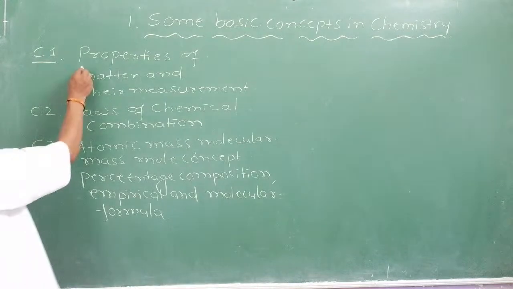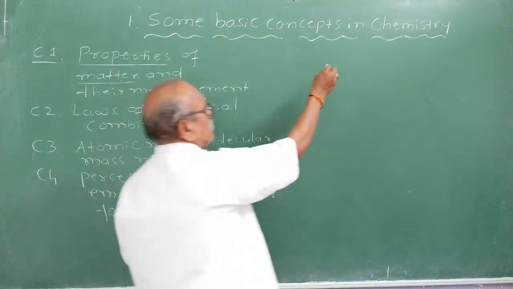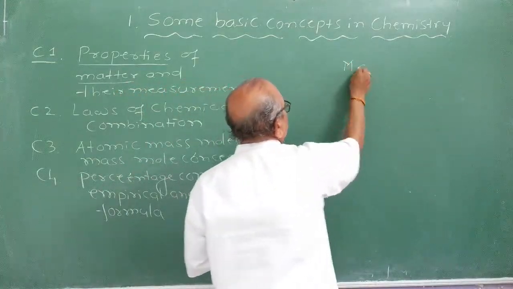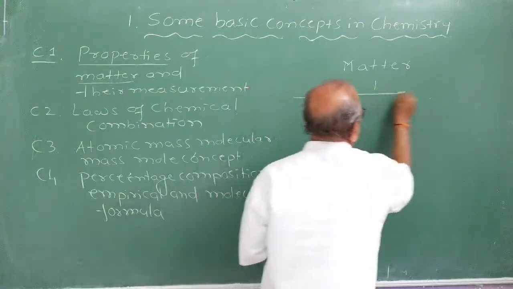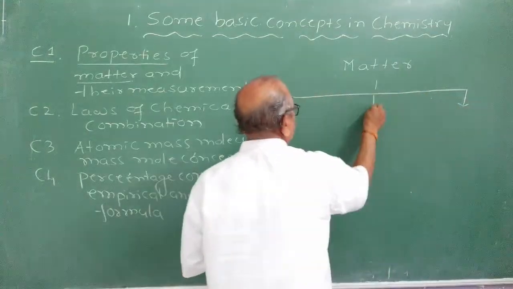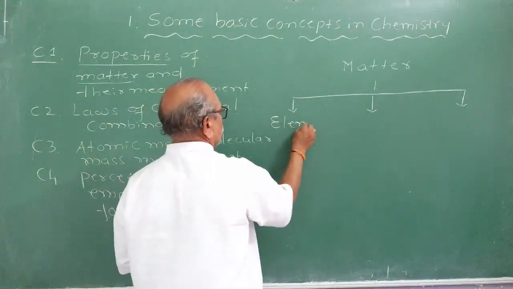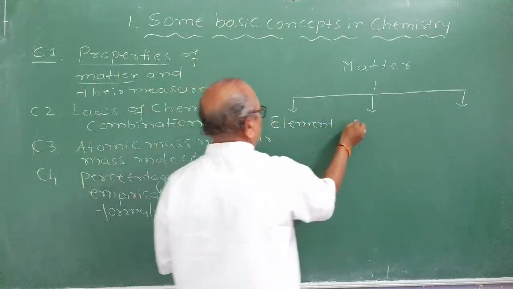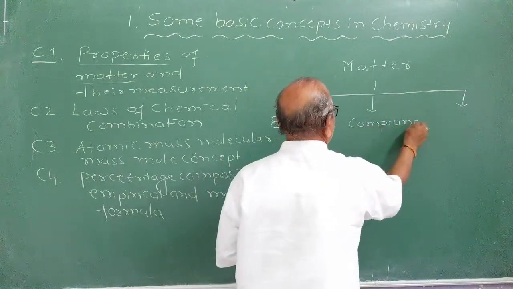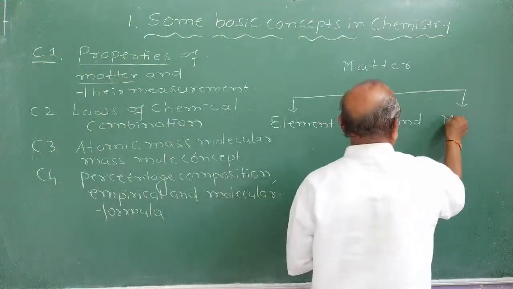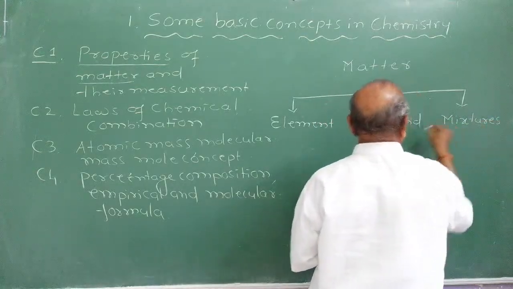We'll start with the properties of matter. We already studied that matter is classified chemically into three types. Just to refresh you, right? The element, the compound, and mixtures. Element, compound, and mixtures.